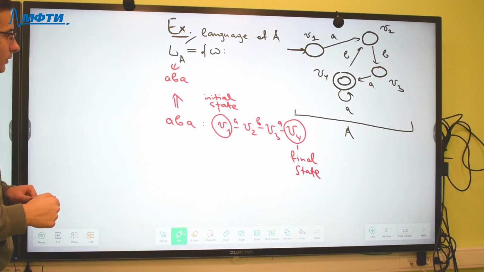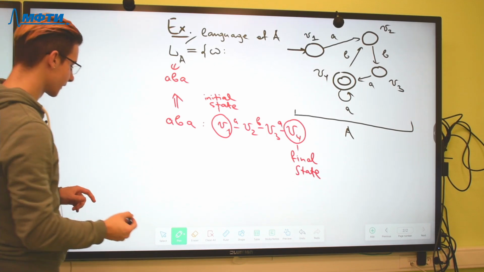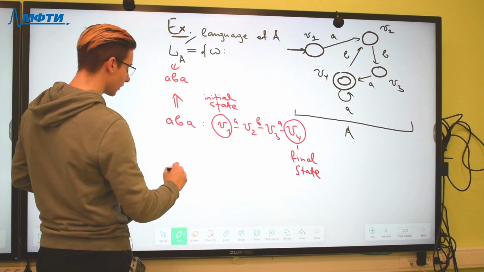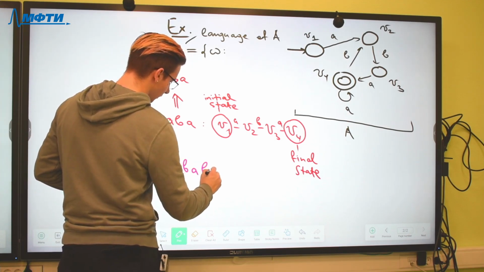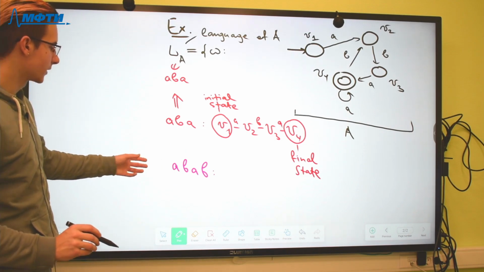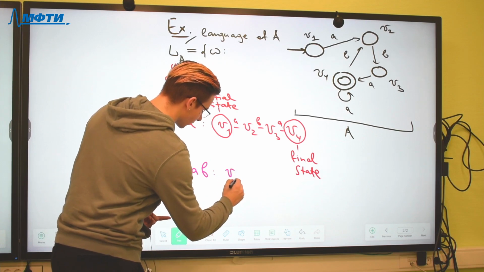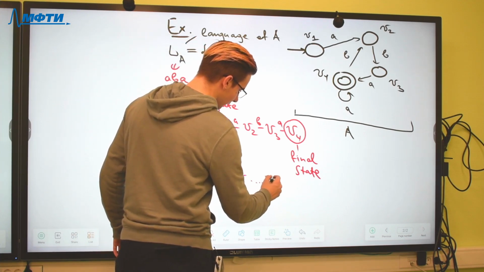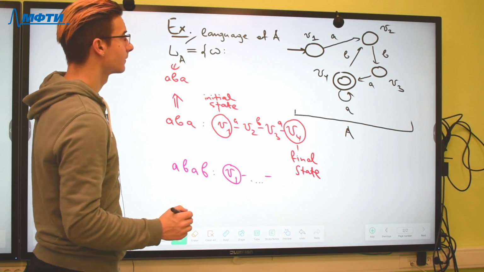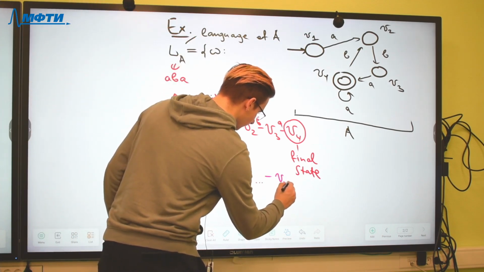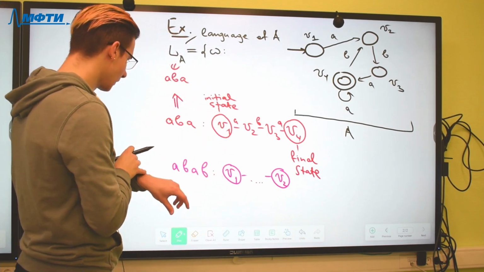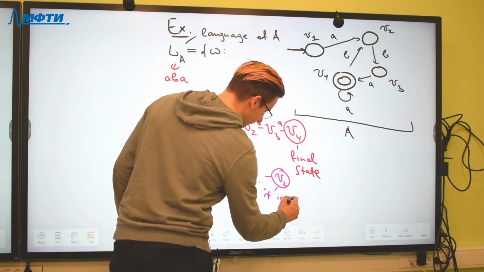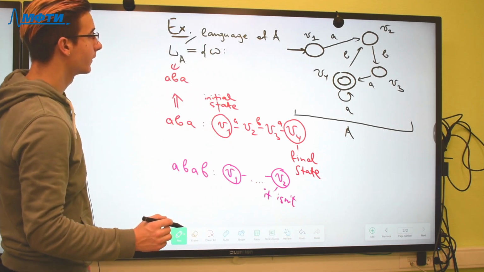And if we try to find a path from the initial state by this other word, you see that it ends with the vertex V2. So it isn't the final state.